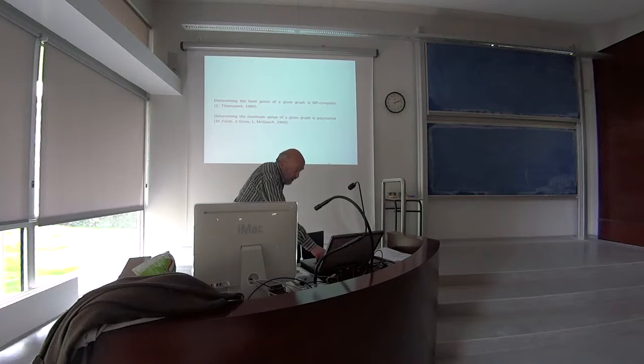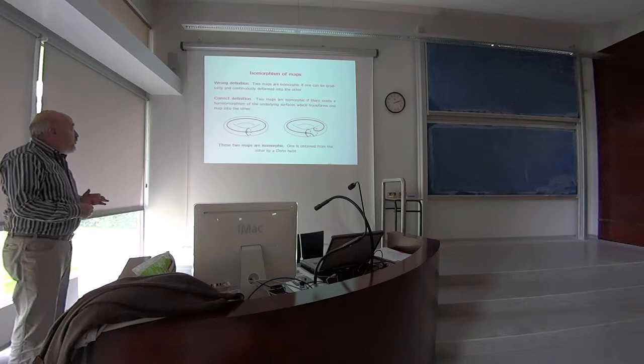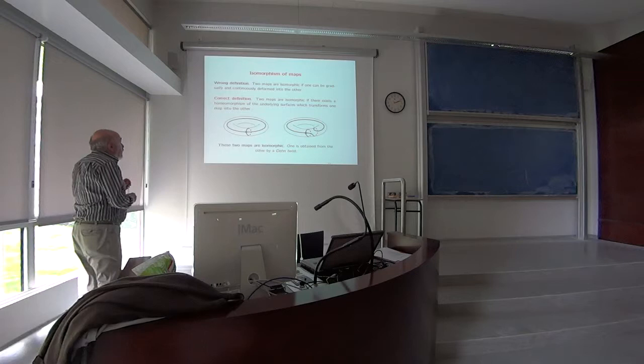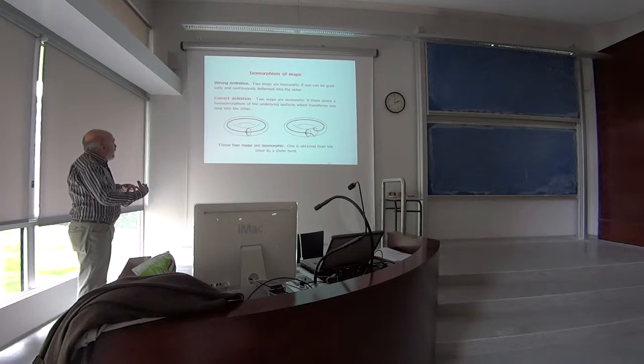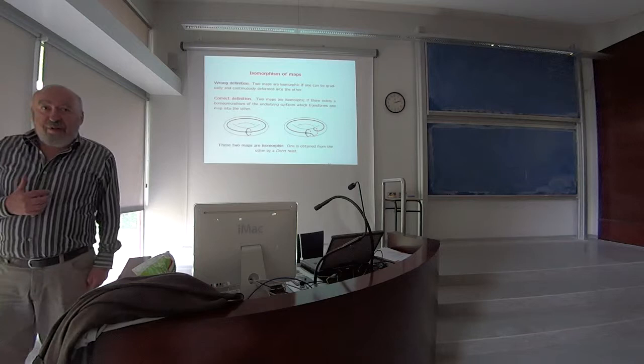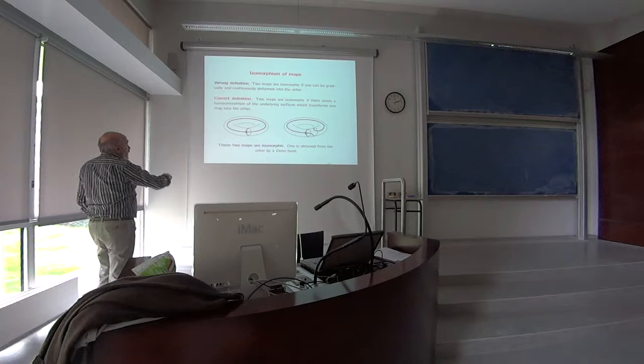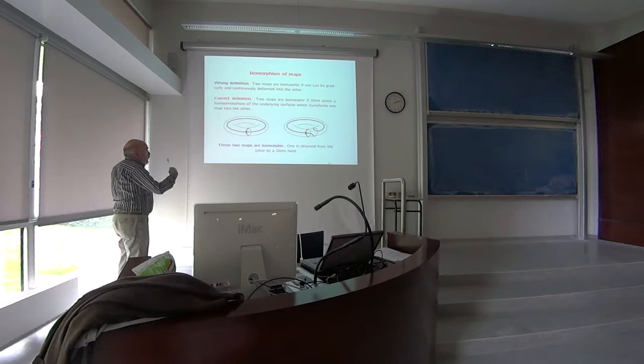Okay, for the isomorphism of maps, many times I saw the wrong definition. Two maps are isomorphic if one can be gradually and continuously deformed into the other. It works only on the sphere. On other surfaces, it doesn't work. So the correct definition: two maps are isomorphic if there exists a homeomorphism of the surface which transforms one map to the other.